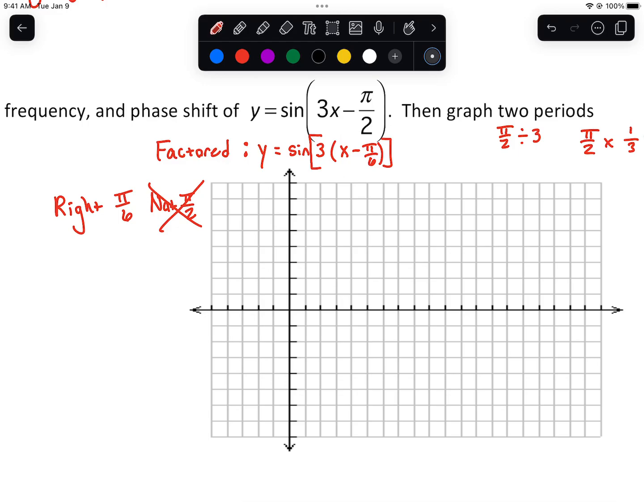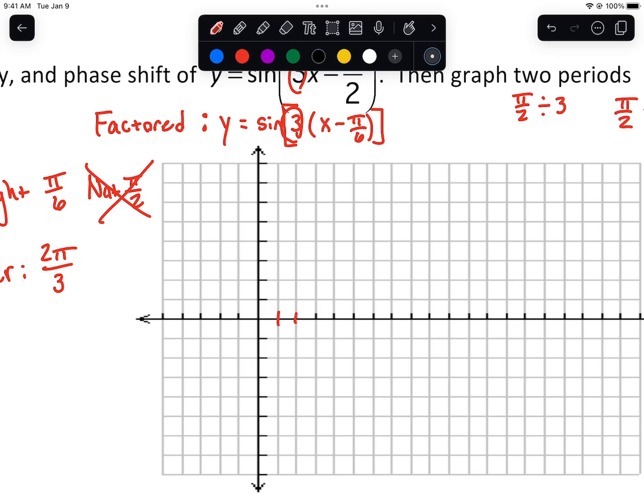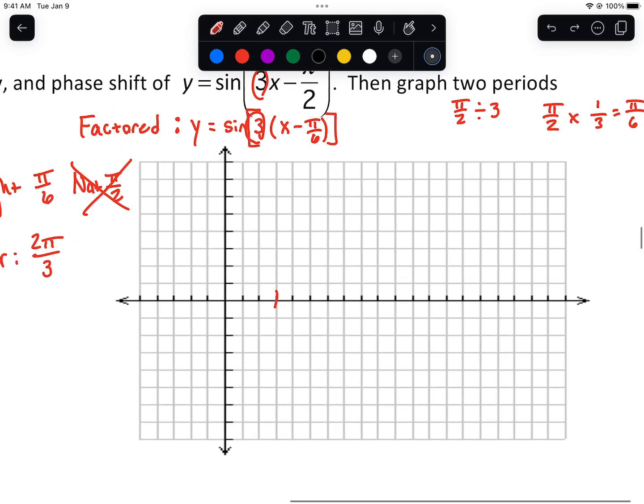Okay, next we need to figure out the period. The period is going to be 2 pi over the b value. The b value, regardless of what format, should tell you that is 3. So how do I figure out how wide to make 2 pi over 3? Some people will literally try to figure out where 2 pi over 3 is by counting up the ticks. The way I do this is I still label this where 12 ticks is 2 pi.